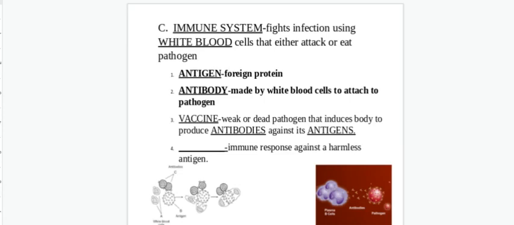Sometimes you make antibodies against something that's harmless. That's called an allergy. It's miserable. One last little note, sometimes they'll ask about transplants.